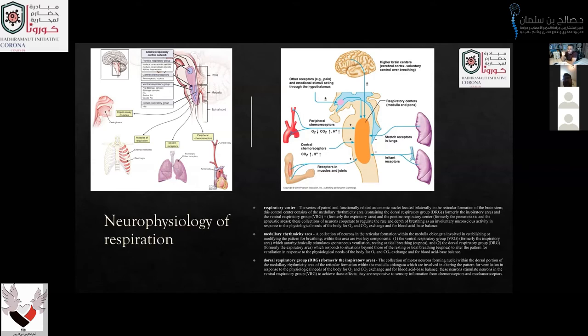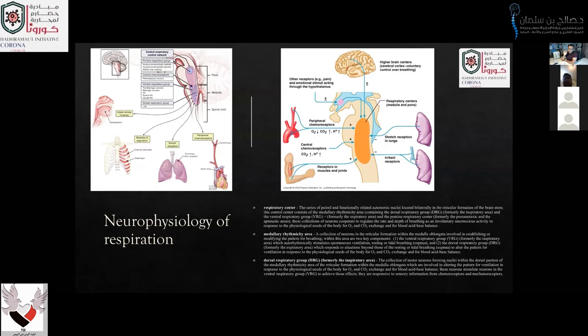responds to situations beyond those of resting or tidal breathing, eupnea, to alter the pattern of ventilation in response to the physiological need of the body for oxygen and carbon dioxide exchange for blood acid balance. We will come to this function later on when we speak about respiratory acidosis and respiratory alkalosis and where they affect which neurological symptoms are responsible for this.